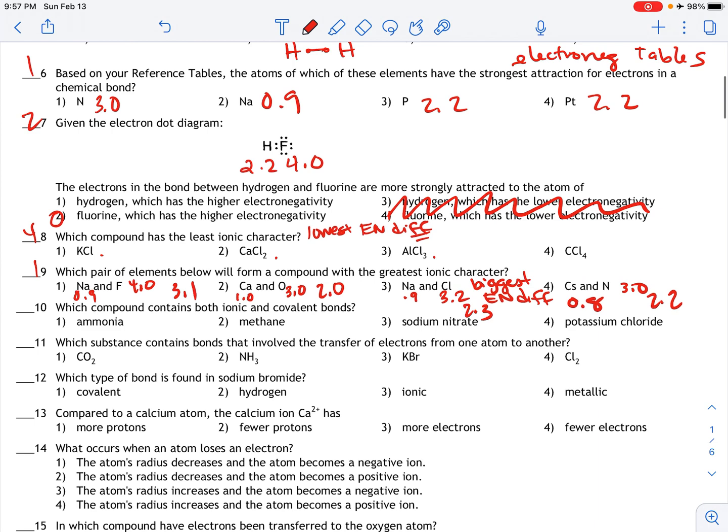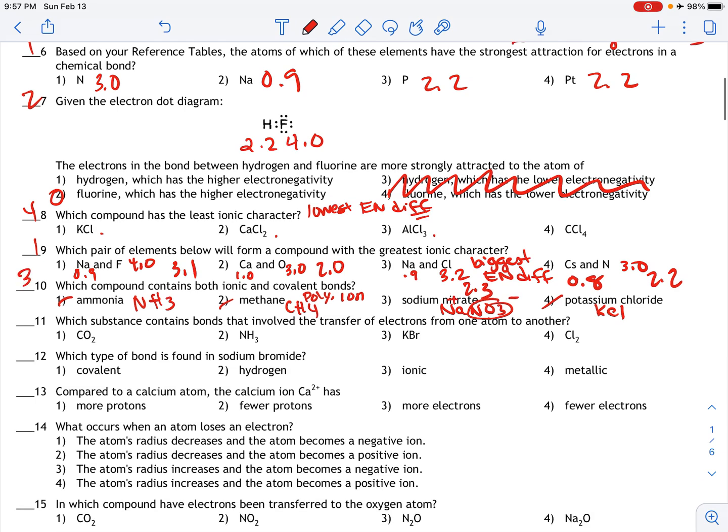Which compound contains both ionic and covalent bonds? So this means we have to have a polyatomic ion. Ammonia, NH3, methane, CH4, sodium nitrate, NaNO3, potassium chloride, KCl. So choice 1 is a covalent compound, molecular. So is this one. This is ionic. This has the covalent bonds of the polyatomic ion, and you have the positive and negative charges going on. So choice 3.